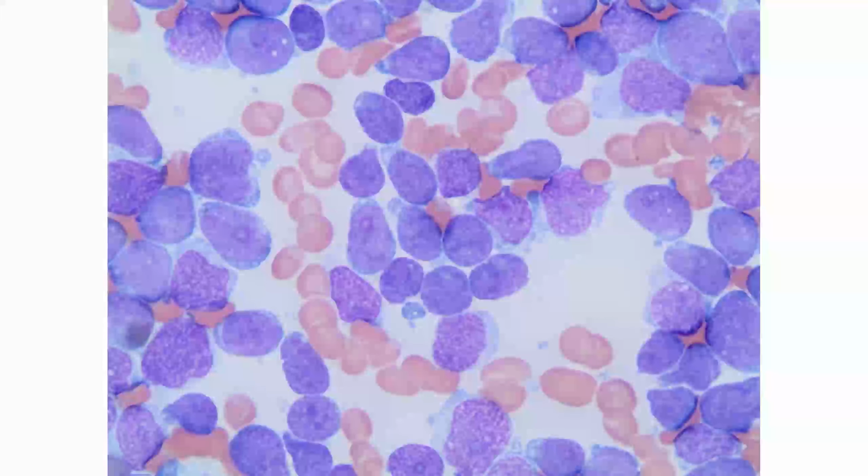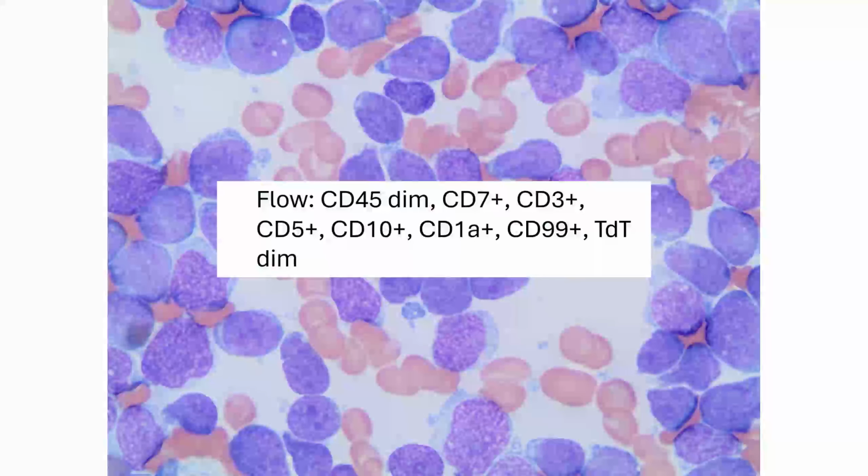One more. This time the analysis of the flow shows CD45 dim, positive for CD7, positive for CD3, CD5, CD10, CD1A, CD99, and TDT dim. What's your diagnosis? T-ALL.